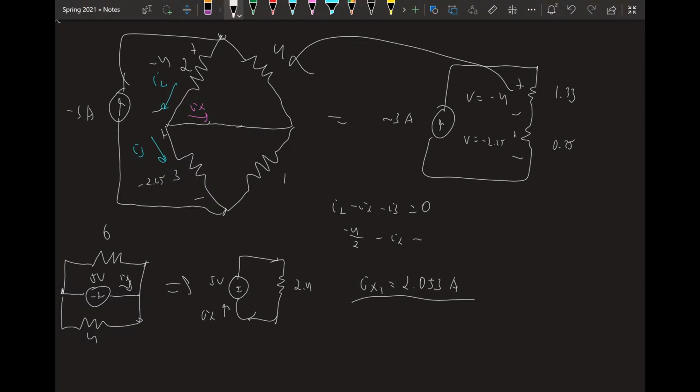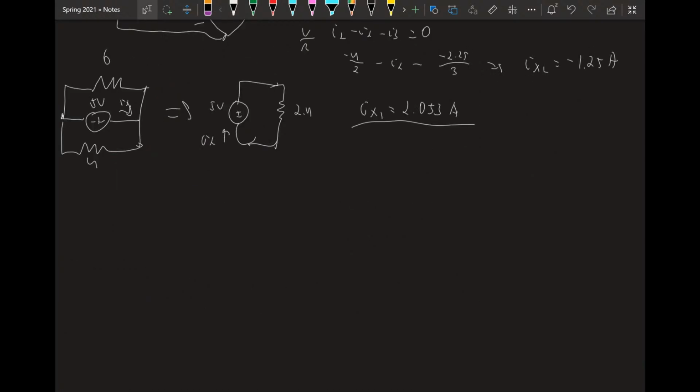And so now it's time to find the final answer. We know that from superposition, the property that Ix equals Ix1 plus Ix2. So this is with the voltage source. This is with only the current source, and this equals what was Ix1? Ix1 was, oh, it's right here.